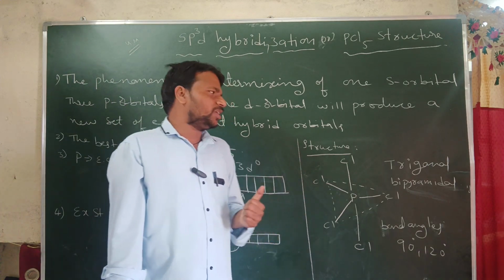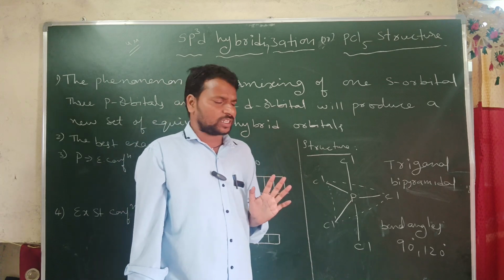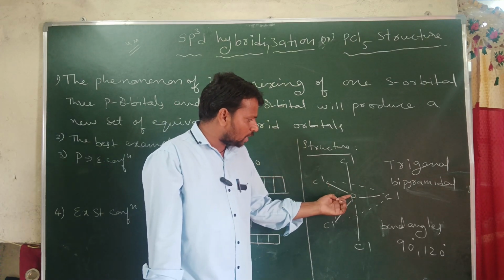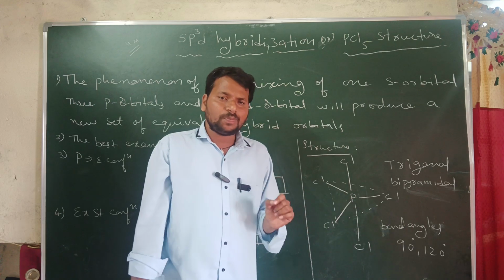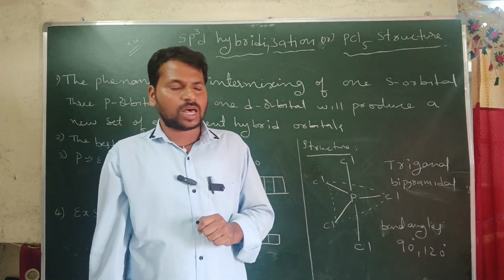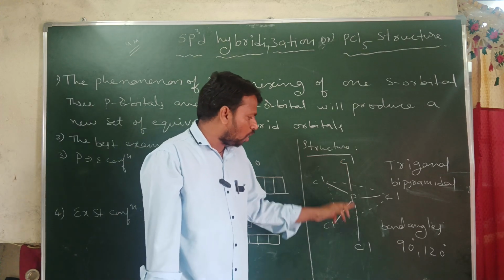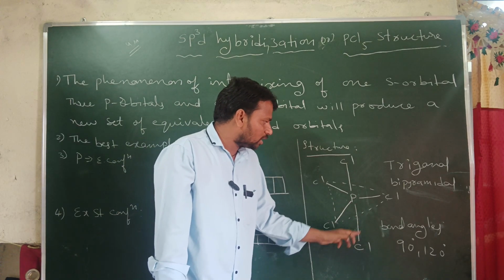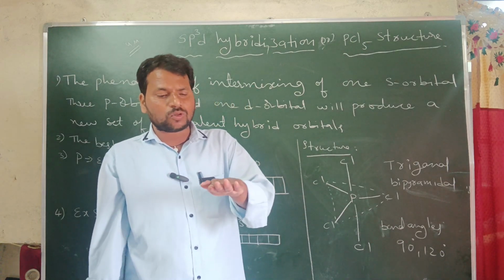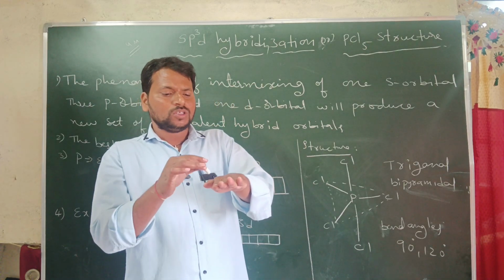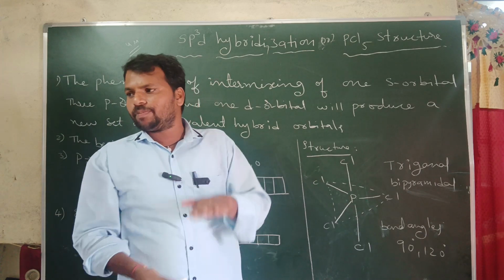We do not need to write the orbital representation; that is not important in the IPE pattern, so we just write the structure. This is the PCl5 structure. Phosphorus is the central atom, surrounded by chlorines. In PCl5 there are two types of chlorines: axial chlorines and equatorial chlorines. These two are the axial chlorines, and these three are the equatorial chlorines. The equatorial chlorines are present on the plane of the paper, while one axial chlorine is above the plane and one is below the plane.